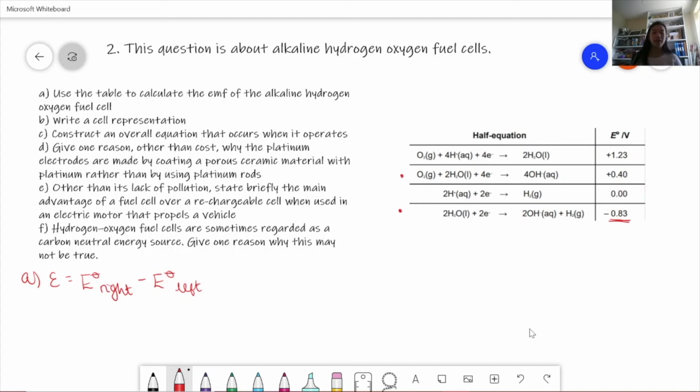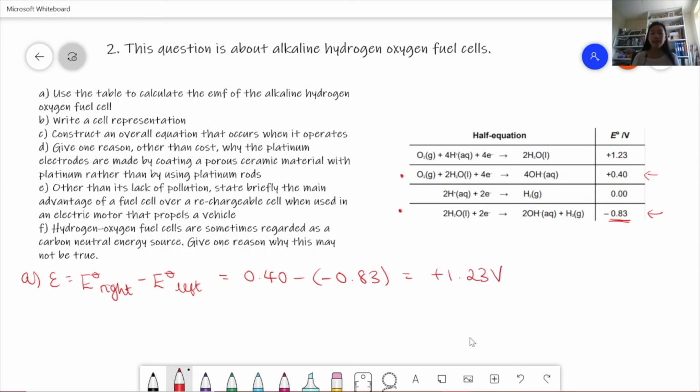So this means that this is going to reduce this. And so the bottom equation is the one which is giving away the electrons. And so that means that the bottom equation is the cell that we put on the left, and the right equation will be the one on the top. And so this gives us an EMF of 0.4 minus minus 0.83, and that equals plus 1.23 volts.